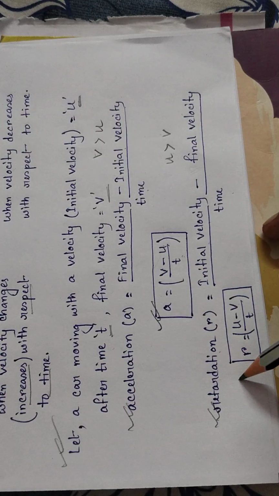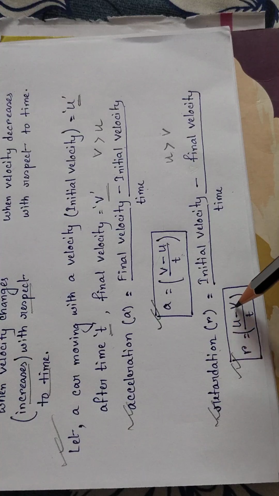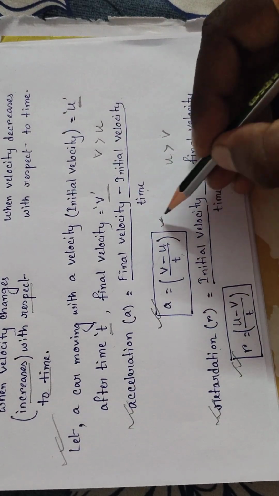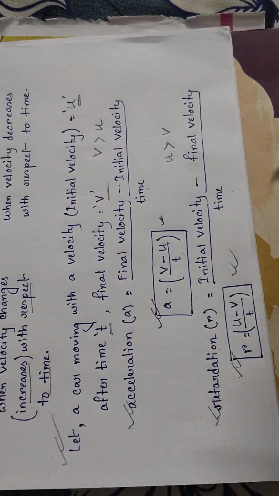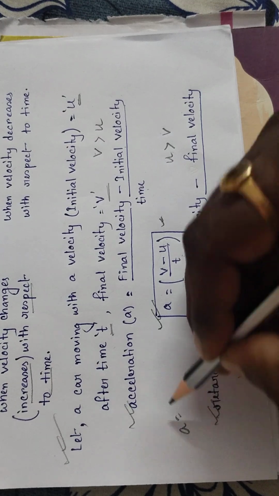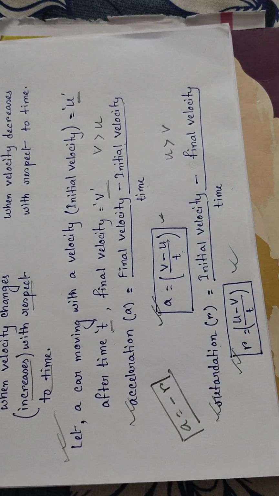And so the formula of retardation is u minus v by t. Now if you compare these two relations, we can say acceleration is equal to negative of retardation. That thing we can say.